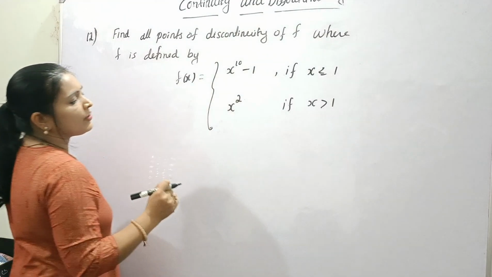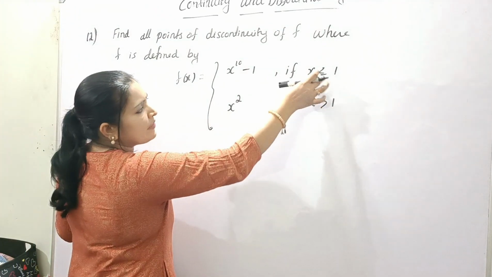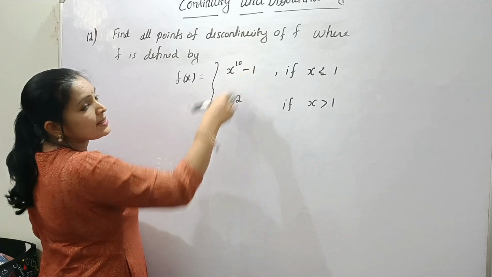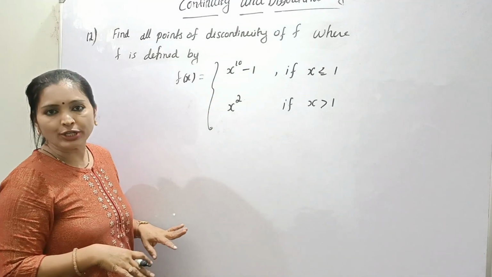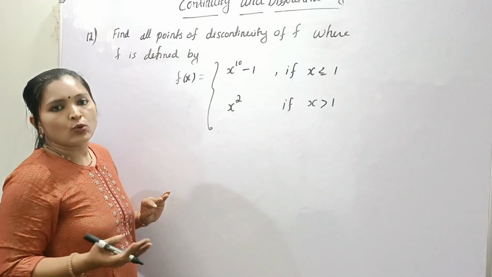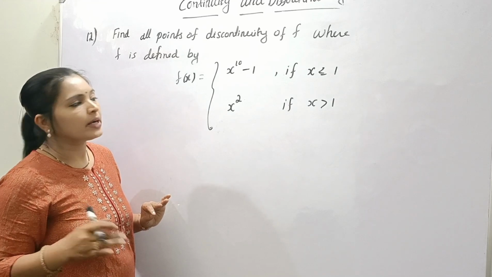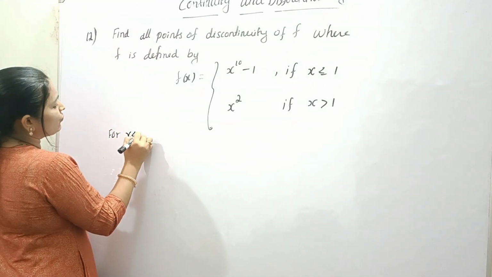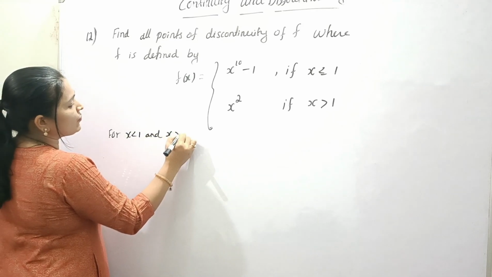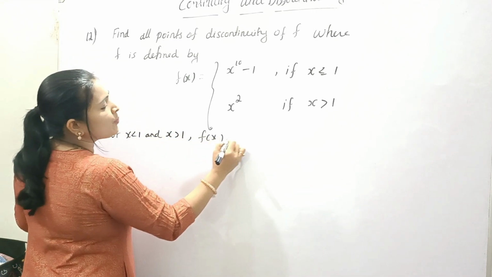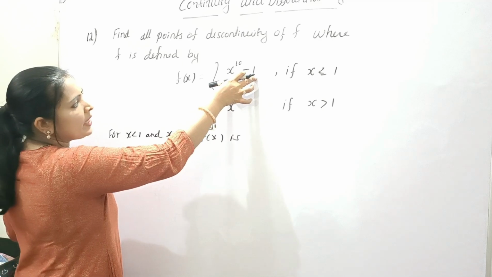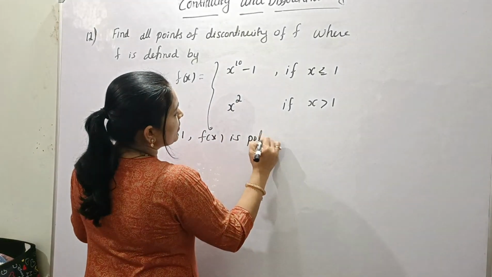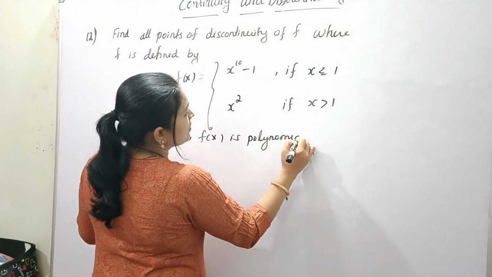So here also we can say for x less than 1 and for x greater than 1, the function is polynomial function, therefore it is continuous. And at x is equal to 1, we have to check the continuity. So for x less than 1 and x greater than 1, f of x is polynomial function, right? It is polynomial, x raised to 10 minus 1, x square are polynomial functions.